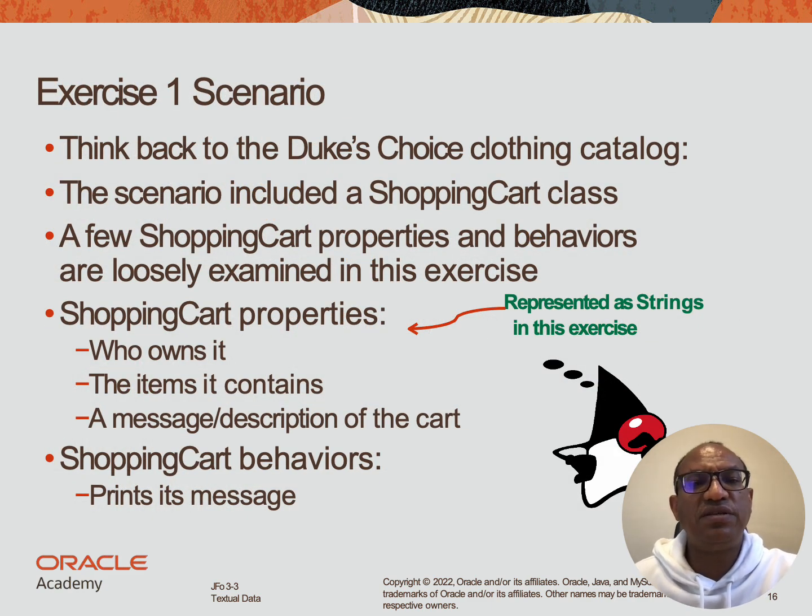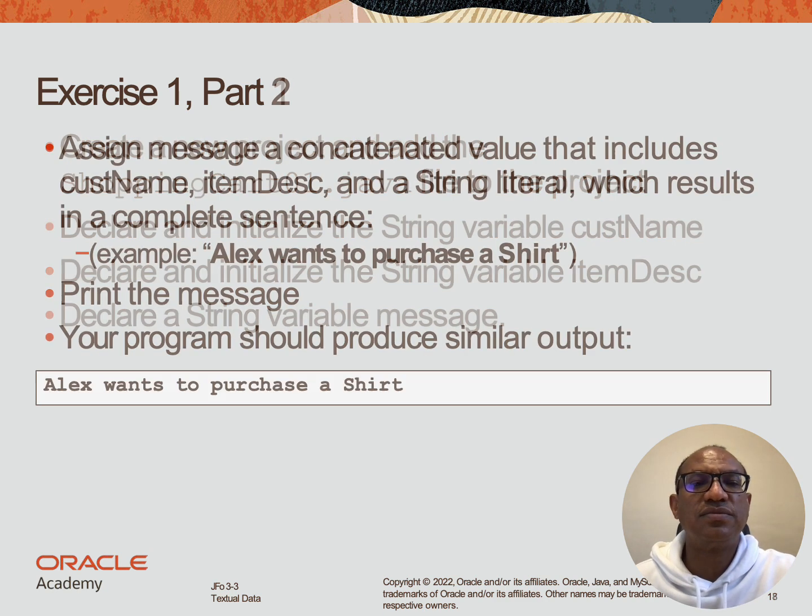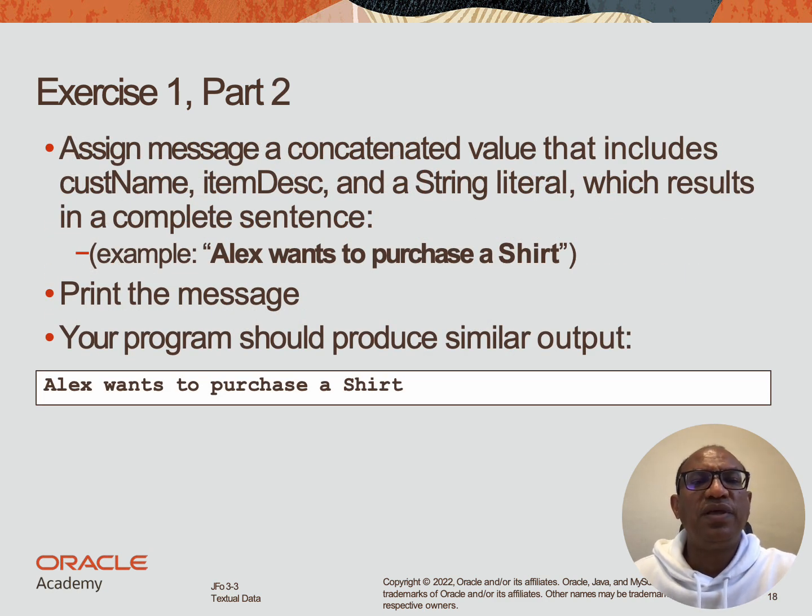Exercise 1 revisits the shopping cart example. The cart has properties like who owns it, the items it contains, and the message, all represented as strings. In part 1 of the exercise, you will declare and initialize string variables like customer name, item desc, and message. In part 2, you will assign a concatenated message and print it. The final output should resemble something like, Alex wants to purchase a shirt.